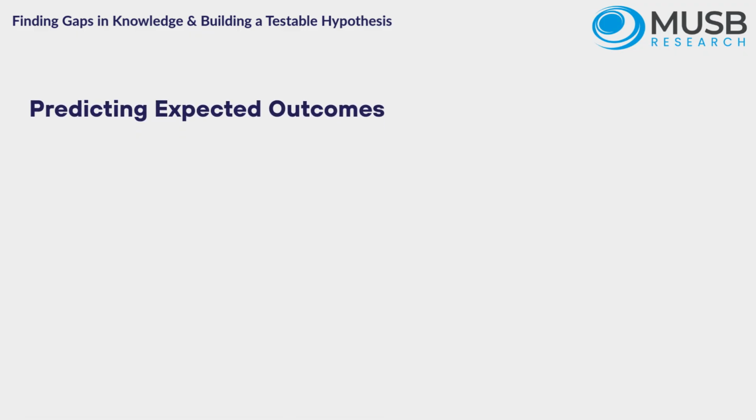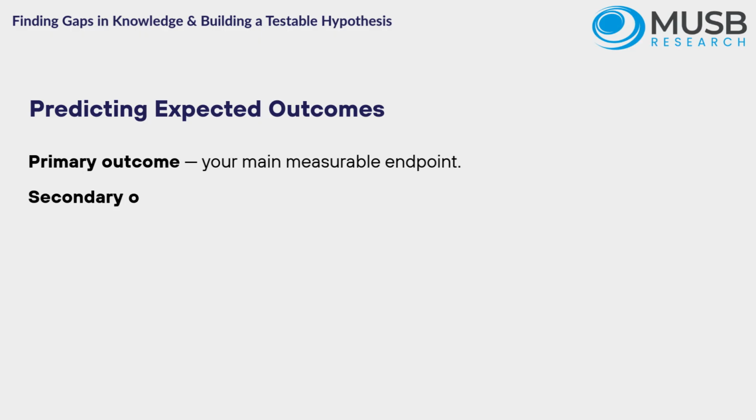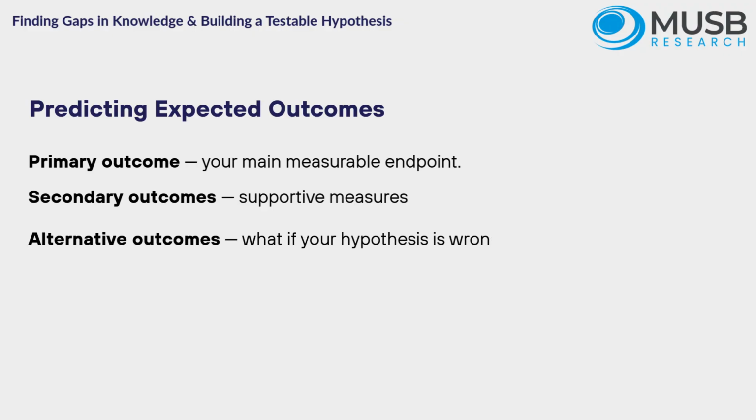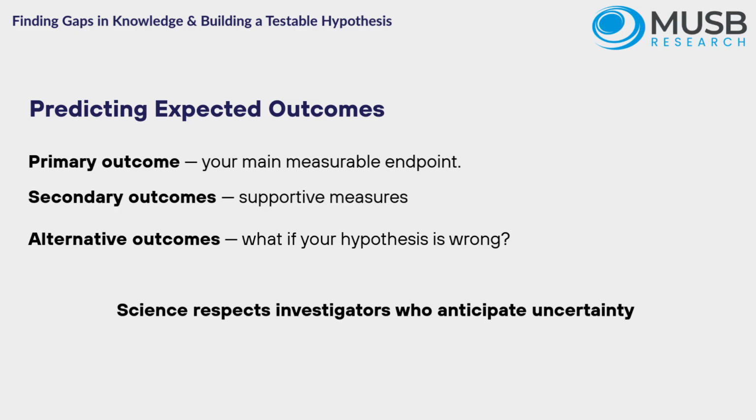When building a strong hypothesis, you must clearly define your outcomes. First, your primary outcome, the main measurable endpoint that directly tests your hypothesis. Then, your secondary outcomes, additional supportive measures that help strengthen or explain your findings. And importantly, think about alternative outcomes. What will you measure if your hypothesis turns out to be wrong? Planning for different possibilities does not weaken your study, it strengthens it. Science respects investigators who anticipate uncertainty and design experiments thoughtfully around it.